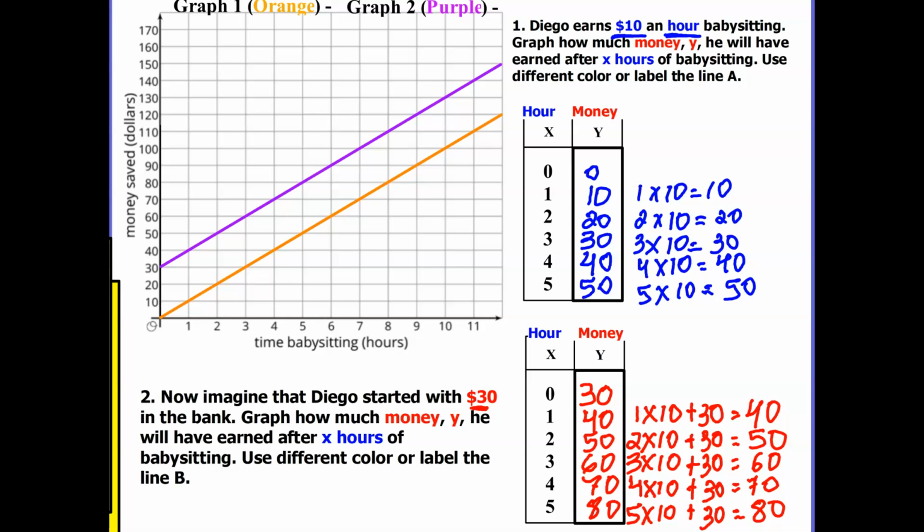Okay, so we can see that graph 2 is the purple graph, which is problem 2, and we're going to name it B. And the first line is line A.